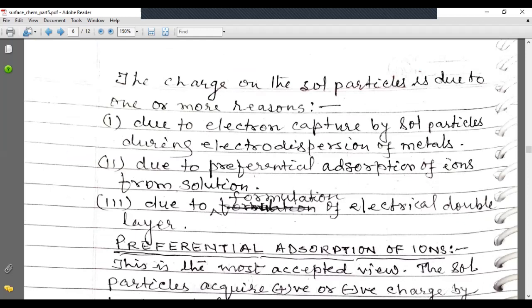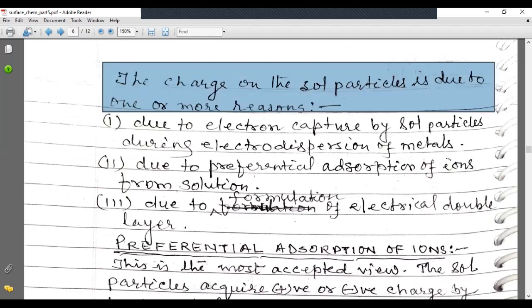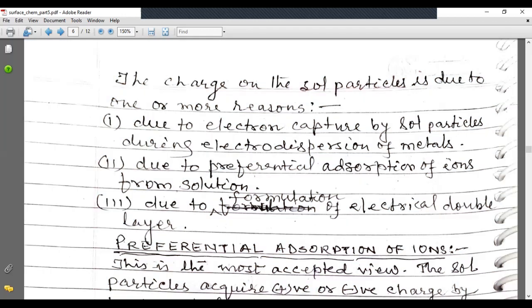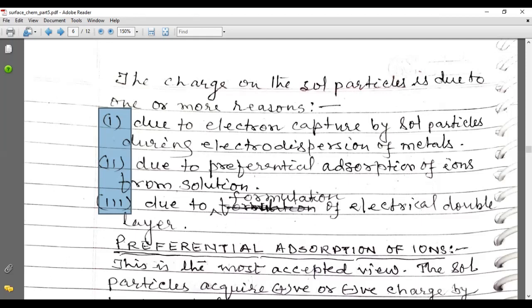The charge on colloidal particles is due to one or more reasons. Number one, due to electron capture by particles during electrodispersion of metals. Number two, due to preferential adsorption of ions from solution. Number three, due to formation of electrical double layer. The second one, charge reason is highly important. That is preferential adsorption of ions.